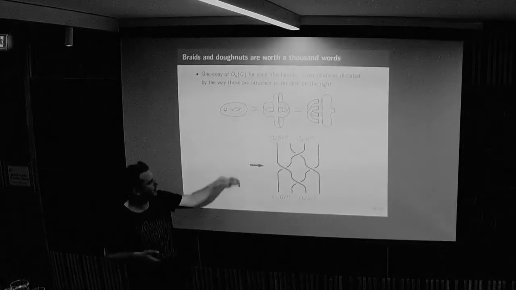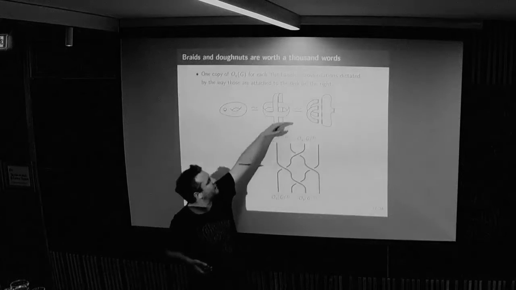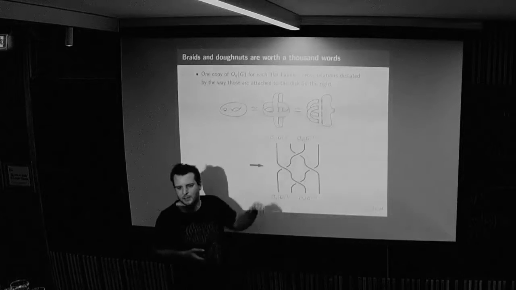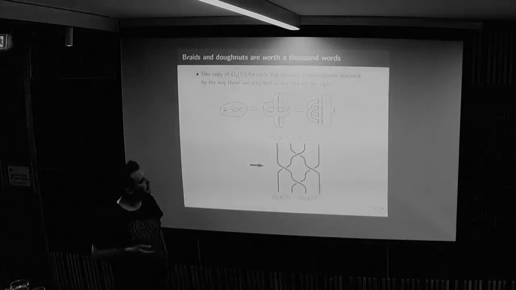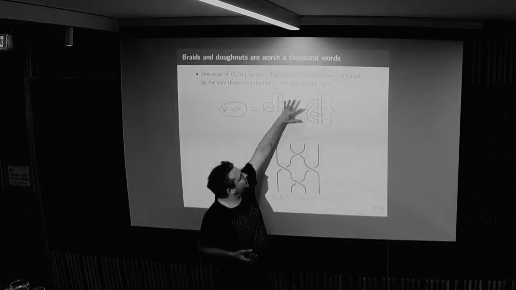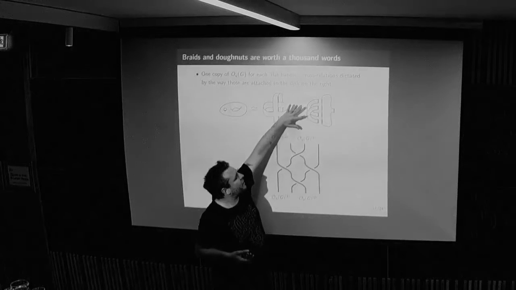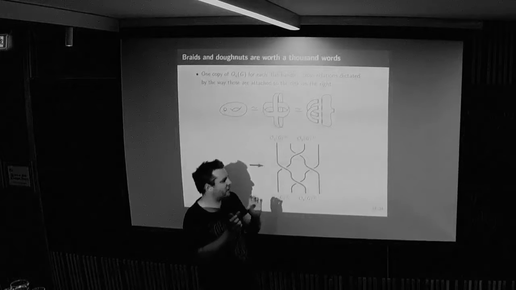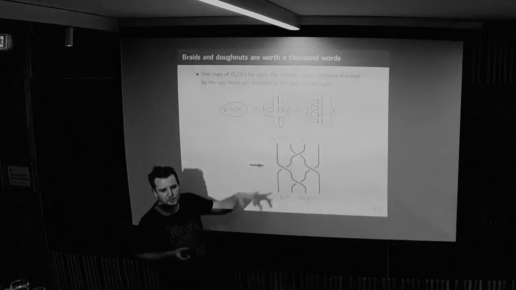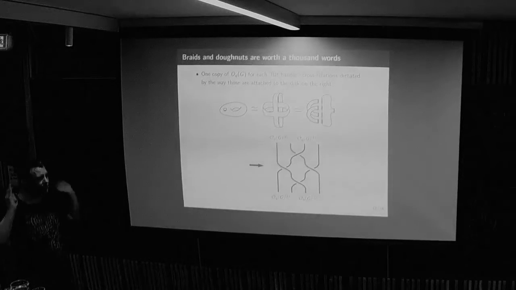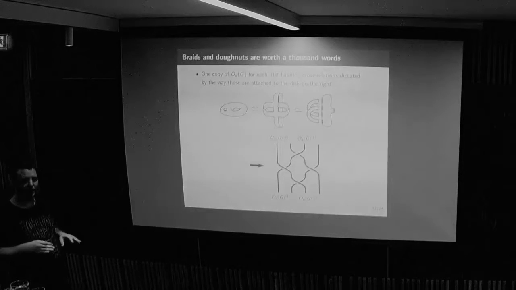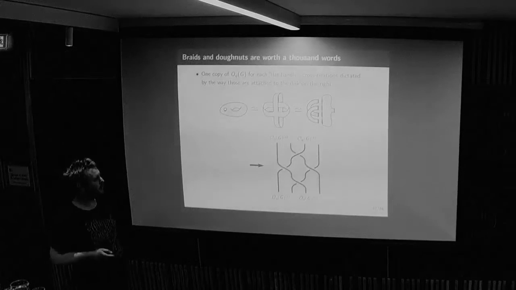We have a recipe which says that each of these handles is given a copy of OQG, and every copy of OQG is a subalgebra, and for every pair of handles, whether or not they interact, we have some braid diagram that tells you the cross relation. So everything is very, very explicit and very combinatorial. That's really not just some abstract nonsense.